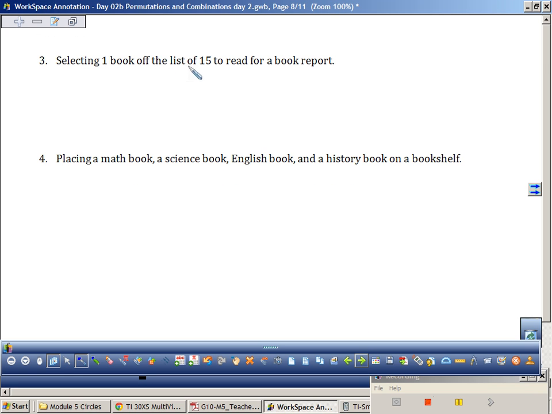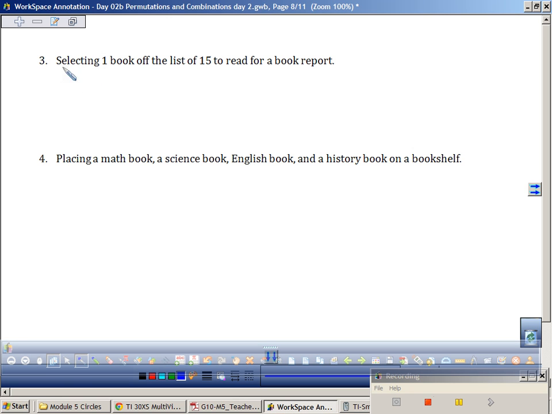All right, selecting 1 book off the list of 15 to read for a book report. Okay, so that's selecting. So we're not arranging, we're just grabbing one. So that would be 15 books, combination 1. That would be 15 different ways.